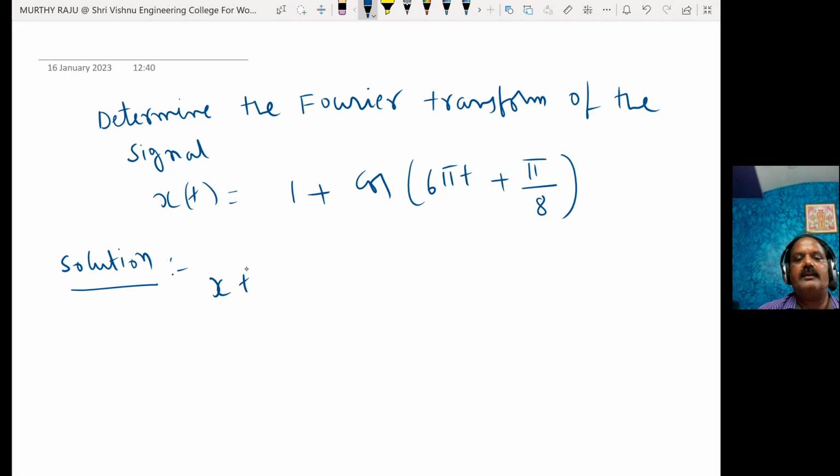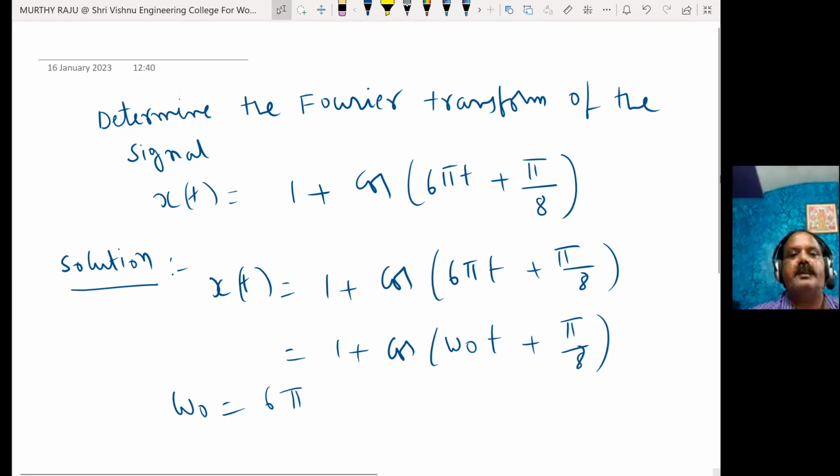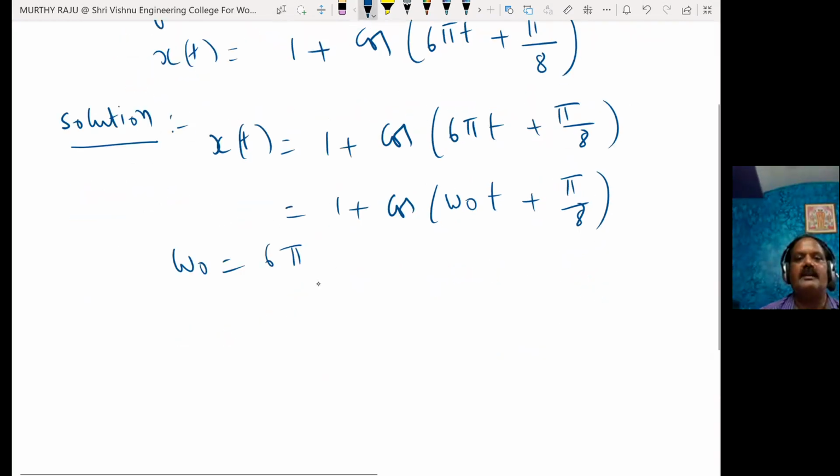x of t is equal to 1 plus cos 6 pi t plus pi by 8, which is of the form 1 plus cos omega naught t plus pi by 8. Here omega naught is equal to 6 pi. This is a DC signal plus a periodic signal. The periodic signal is analyzed with the help of Fourier series.